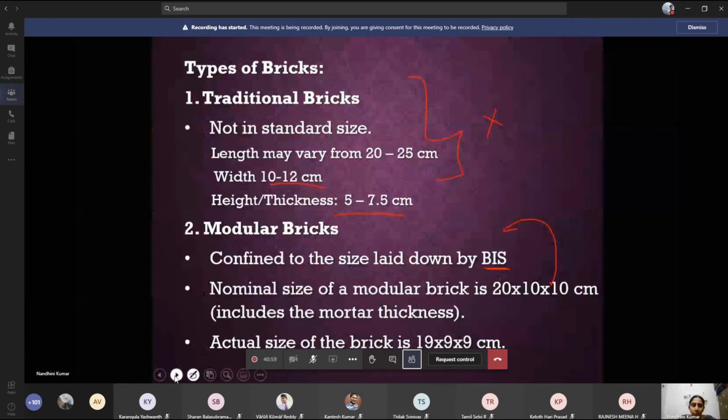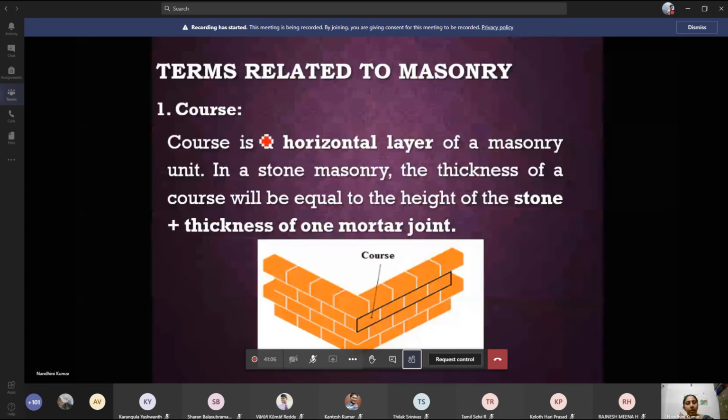And terms related to masonry, we'll see what are the terms related to masonry. There are quite a large number of terms related to masonry. Today we'll cover only 10 because you will be literally tired, and I'll carry over the remaining things to the next class.